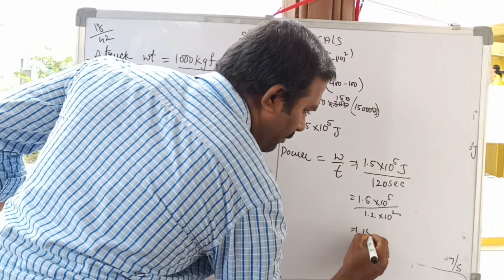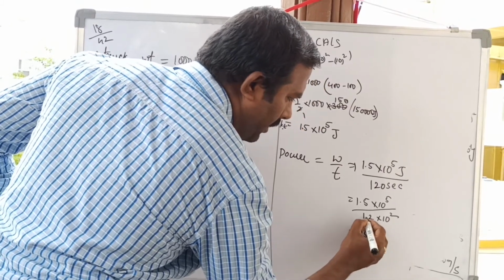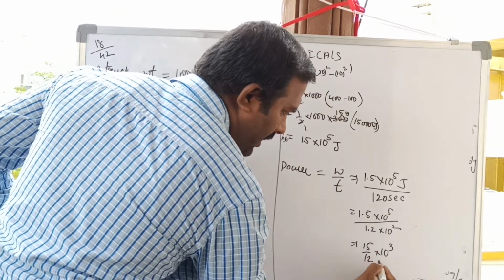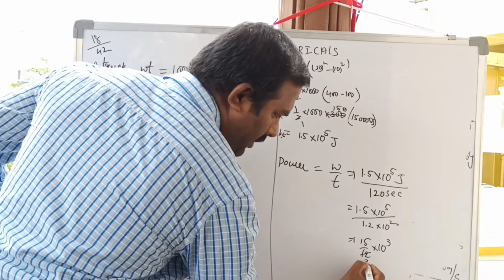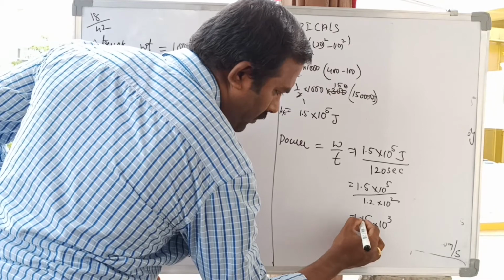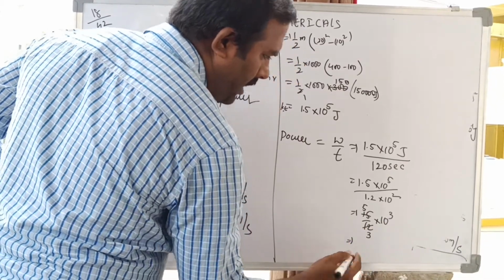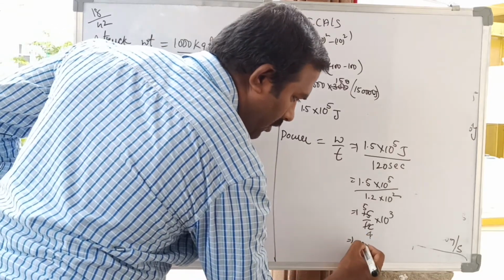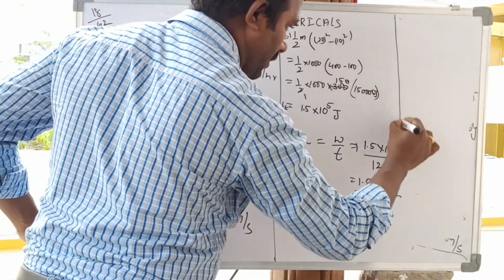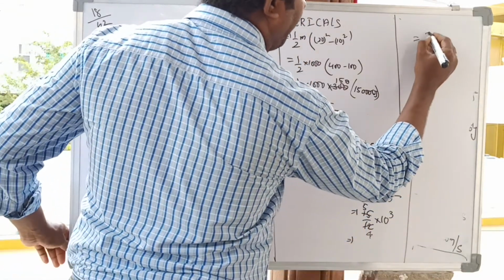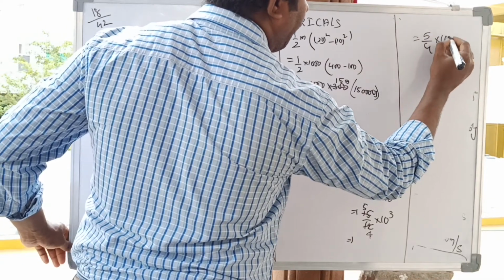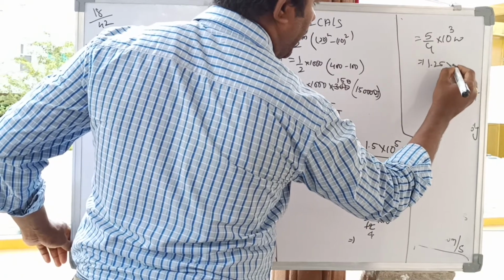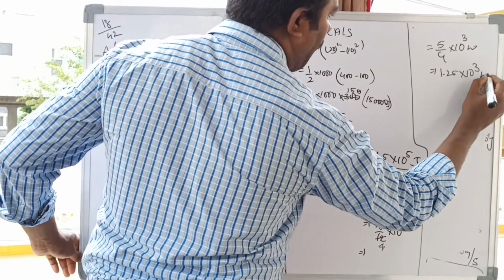So this is 15 by 12 into 10 to the power of 3. Simplifying, 3 fours are 12 and 3 fives are 15, so it is 5 by 4. So you can write it as 5 by 4 into 10 to the power of 3 watts, which is nothing but 1.25 into 10 to the power of 3 watts.